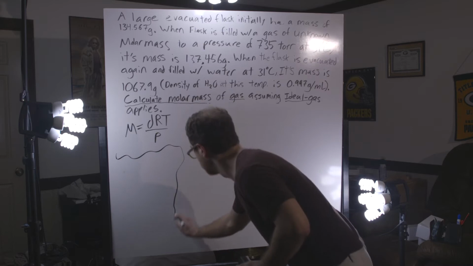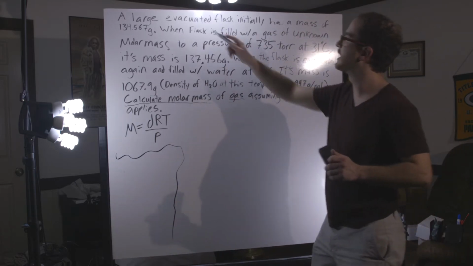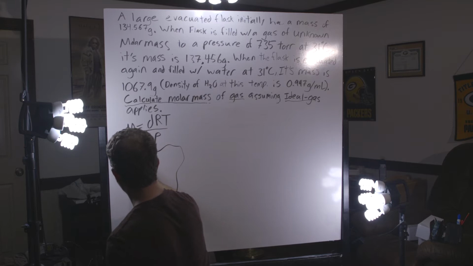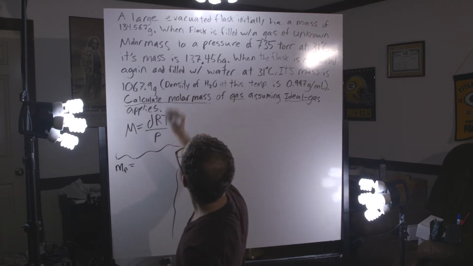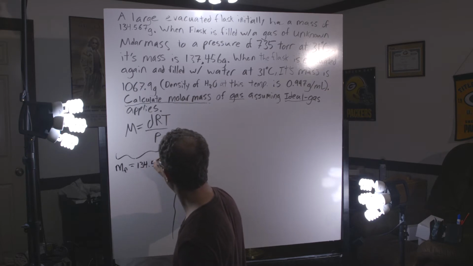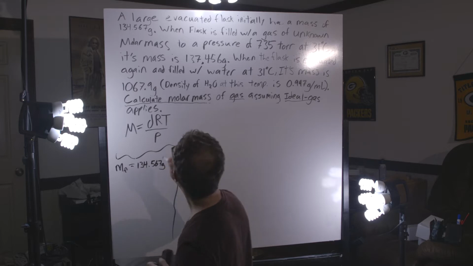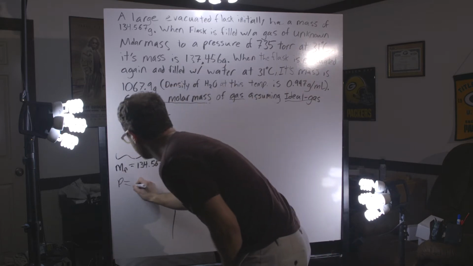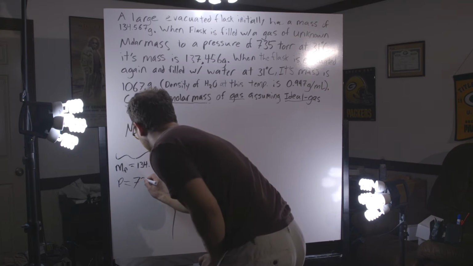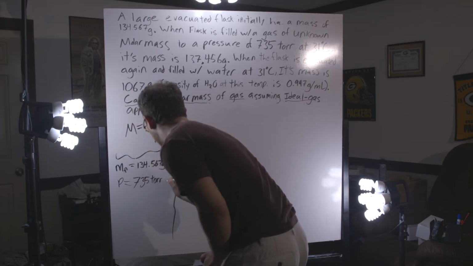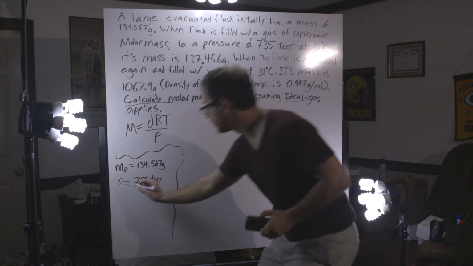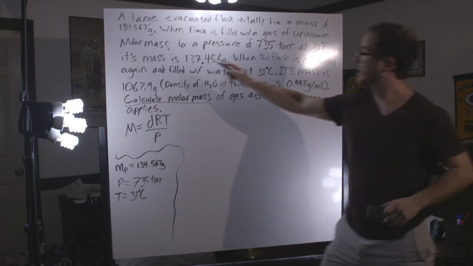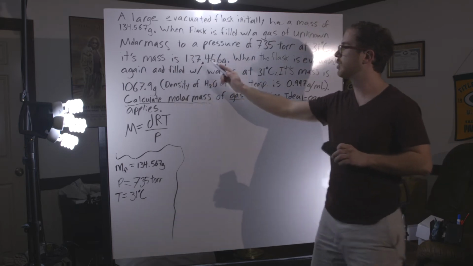Let's figure out what units we got. If we read through this, we see a large evacuated flask initially has a mass of 134.567 grams. So I'm going to say M of F, for mass of the flask, equals 134.567 grams. When the flask is filled with the gas of unknown molar mass to a pressure, now we know pressure equals 735 torr, at 31 degrees Celsius, so we know the temperature. And its mass, whenever it's filled with the gas, is 137.456 grams.